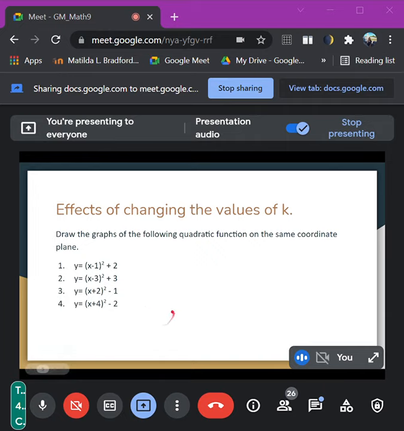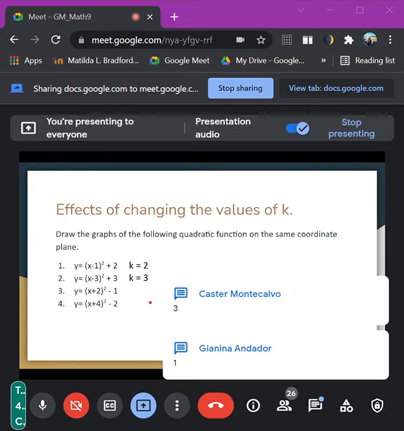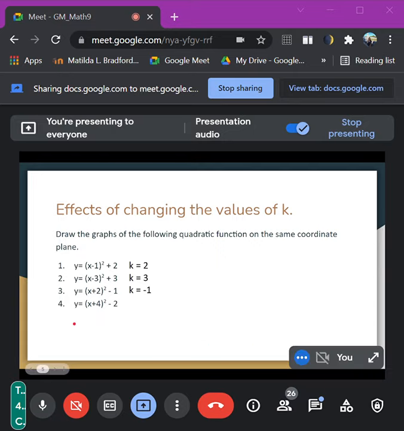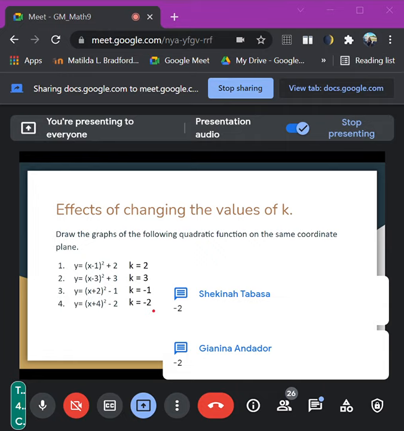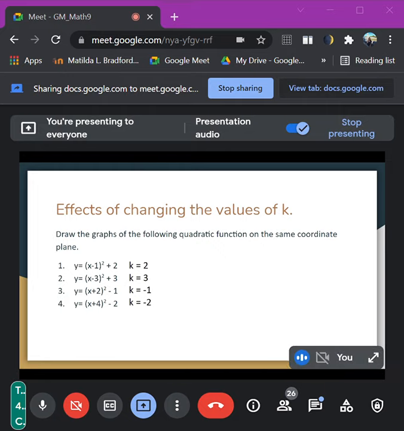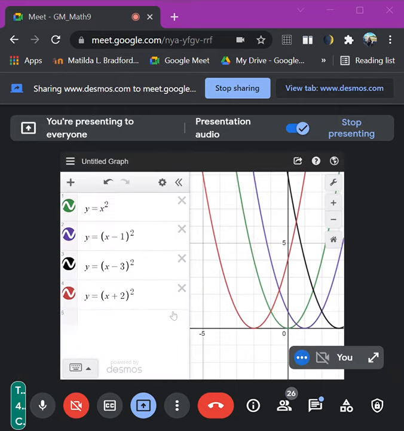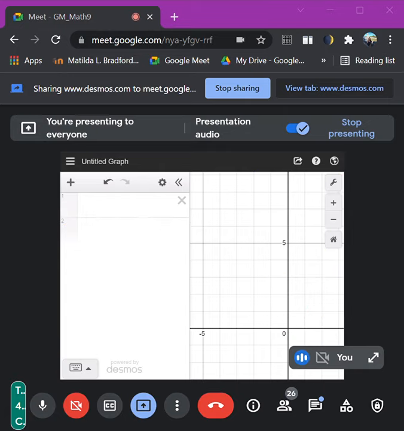So here class, let us identify their k. What is our k in number 1? 2. K in number 2? 3. K for number 3? Negative 1. K for number 4? Negative 2. So let's see what changes, or what happens to the graph when we change the values of k. We keep the parent function y is equal to x squared.